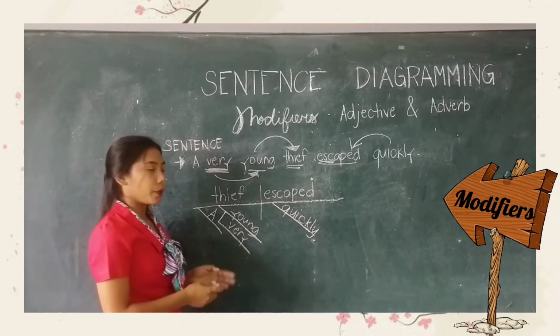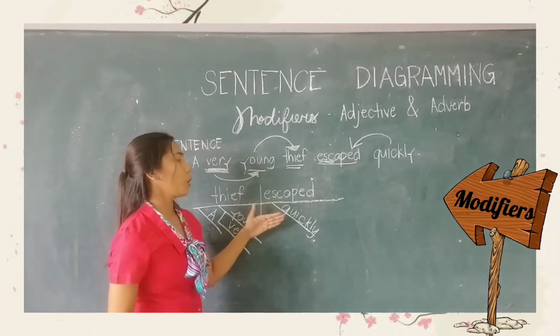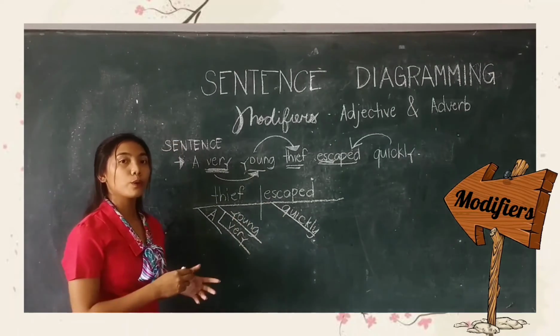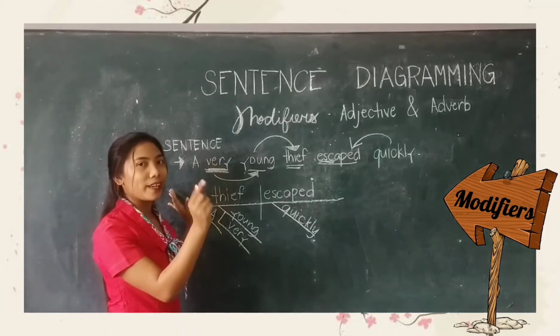Okay, let's check our work. A very young thief escaped quickly. So that's all. We are able to diagram the sentence with adjective and adverb.